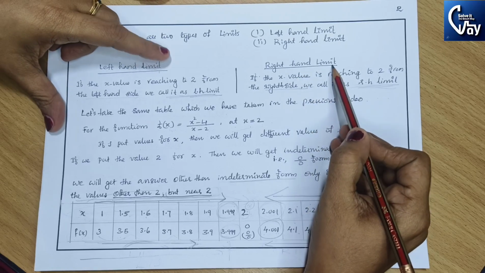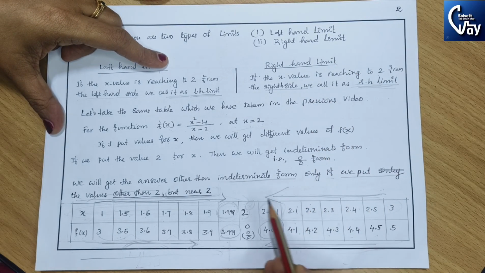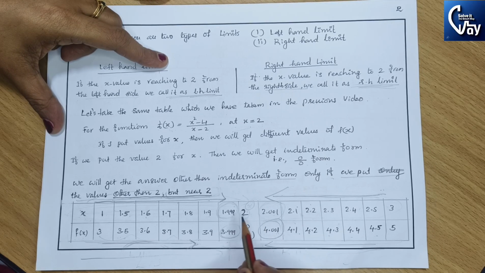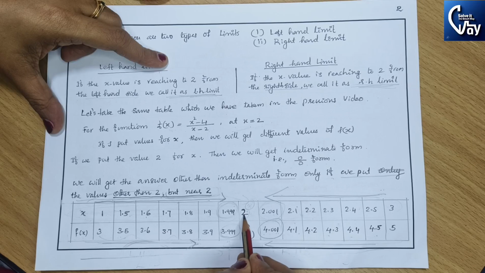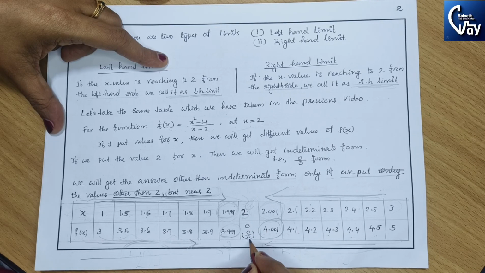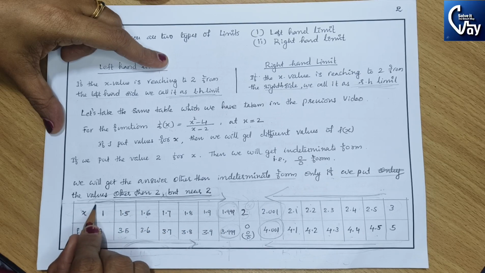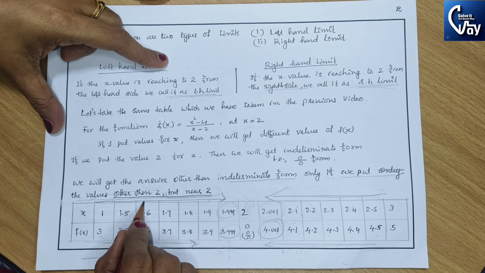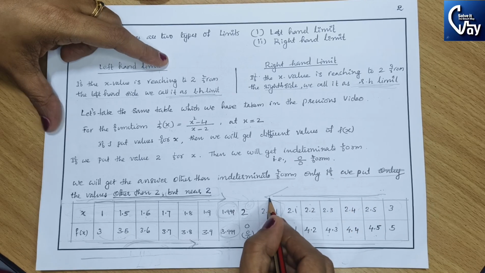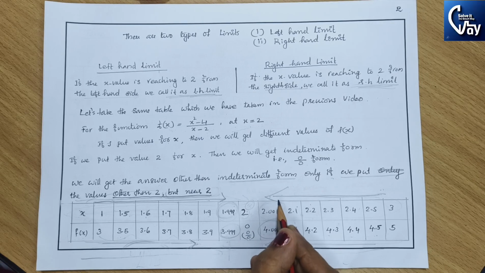Similarly, what do we mean by right hand limit? If the x value is approaching 2 from the right side, we call it right hand limit. This is our x, this is 2. If x is equal to 2, we get 0/0. This is indeterminate form. If the x value is approaching 2 from the left side, we call it left hand limit, and if the x value is approaching 2 from the right side, it is called right hand limit.